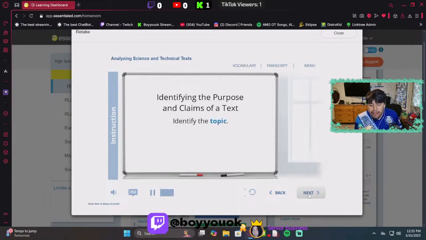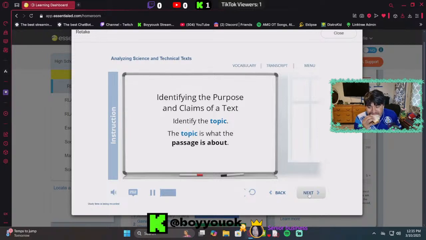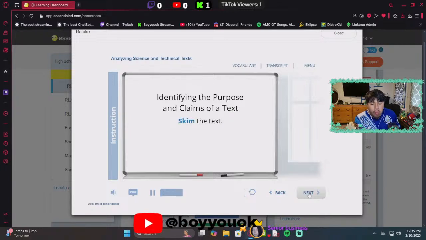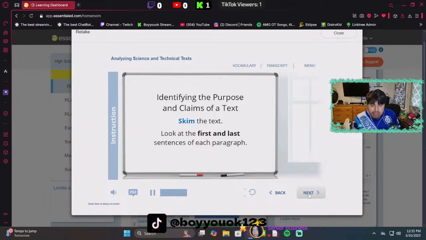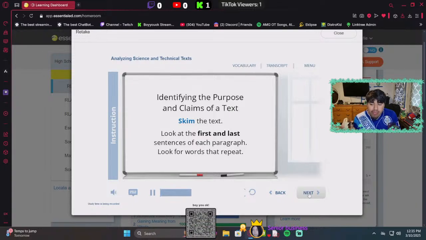Start by identifying the topic. The topic is what the passage is about. Often, this information is right there in the title. Next, before reading for comprehension, try skimming the text. Look at the first and last sentences of each paragraph. Look for words that repeat. If a word is repeated, it might be important. What does the author seem to think is important? What does the text seem to be saying overall? The purpose of a text is what the text is trying to accomplish. So, ask yourself, what is the text trying to do?